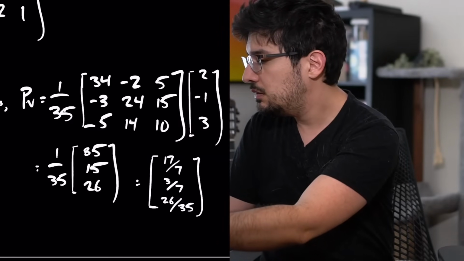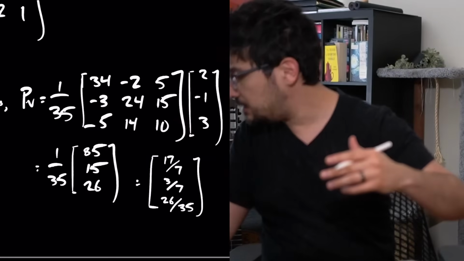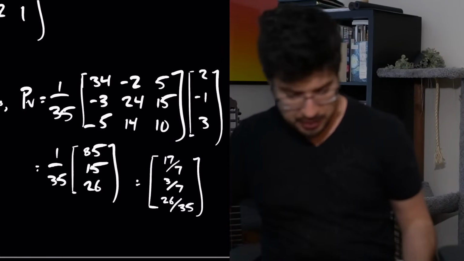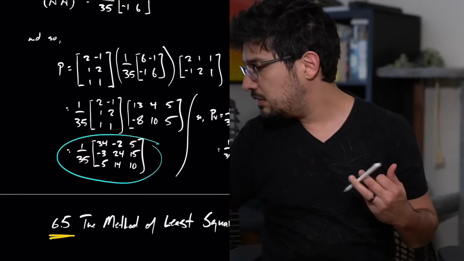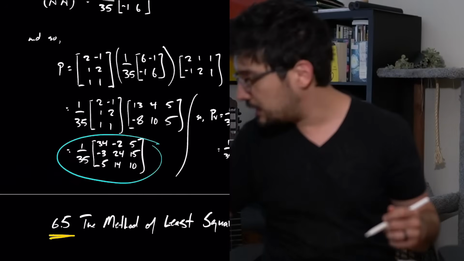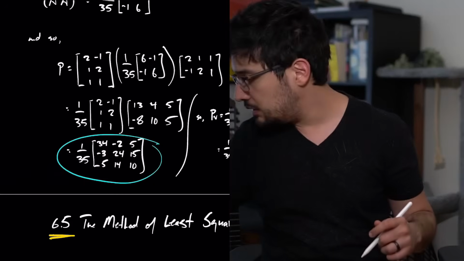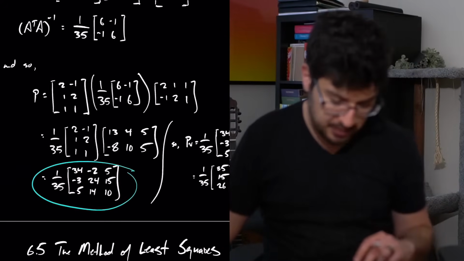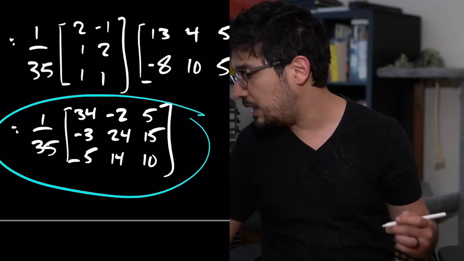Chapter 6, 1 over 35, 86, 13, 26. I was damn close. The projection matrix. What the hell? 34, -2, -3, 5, -3, 24. There's just some error somewhere along the way. Oh, okay, there's a smaller calculation error somewhere, but I was super close.